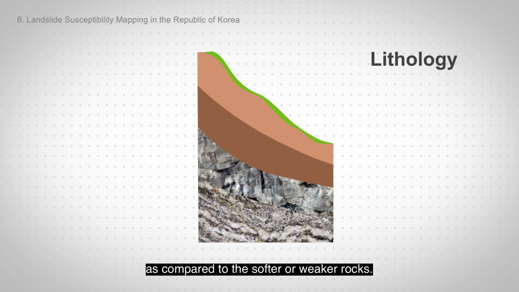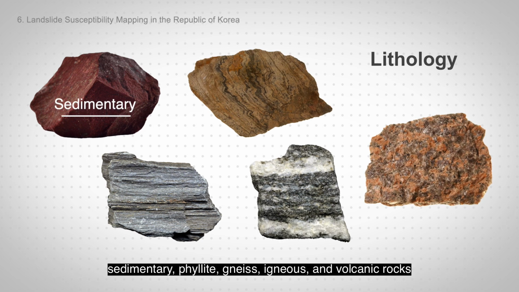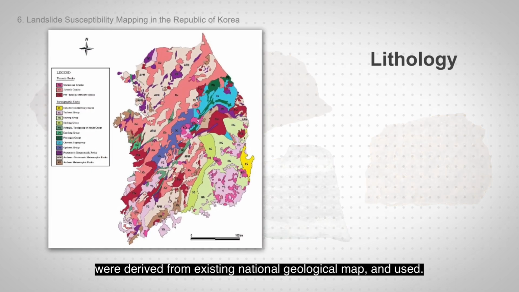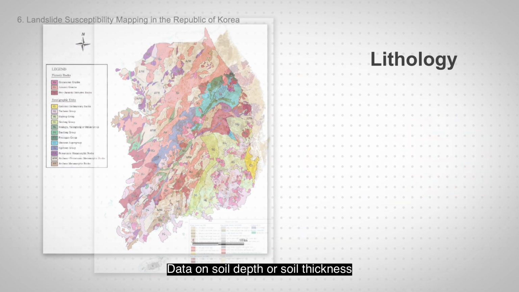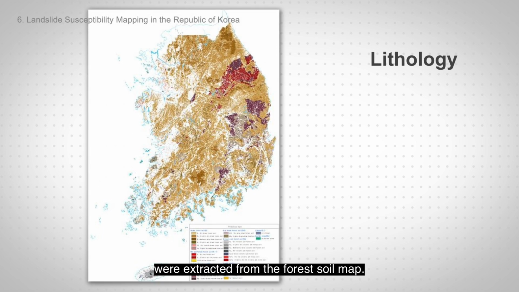5 main types of rocks, such as sedimentary, phyllite, gneiss, igneous, and volcanic rocks, were derived from the existing National Geological Map and used. Data on soil depth or soil thickness were extracted from the forest soil map.